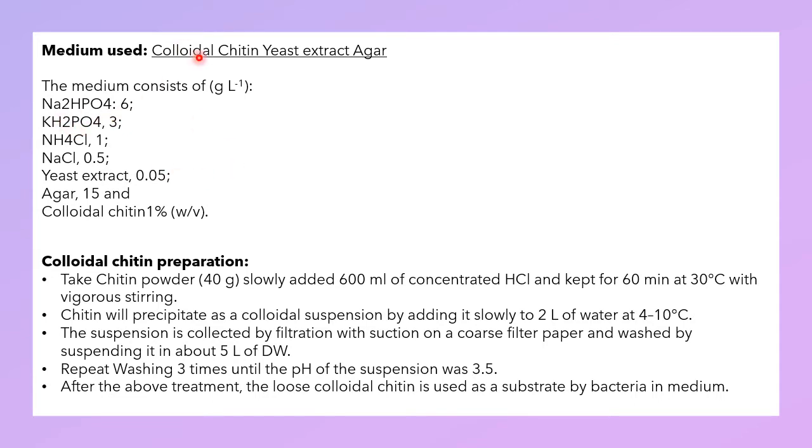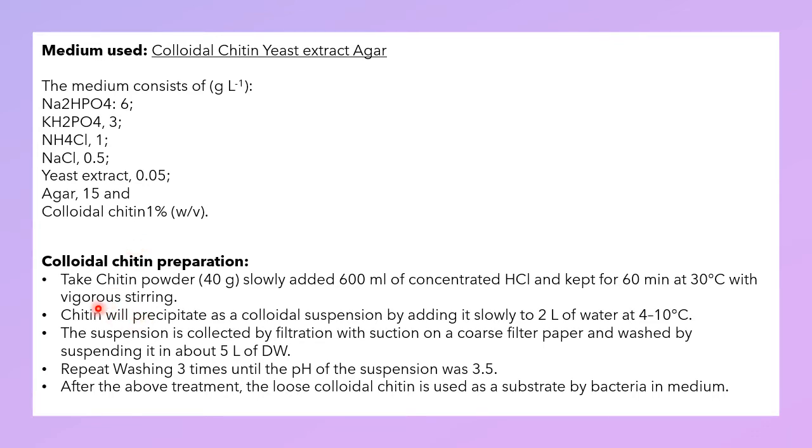So here the media composition is in grams per liter. Na2HPO4 is 6 grams per liter, K2HPO4 3 grams per liter, NH4Cl 1 gram per liter, NaCl 0.5 grams per liter, then yeast extract 0.05 grams per liter, agar 15 grams, and colloidal chitin 1% weight by volume. Now you need to prepare the colloidal chitin suspension. So how to go about that? That is also described here.